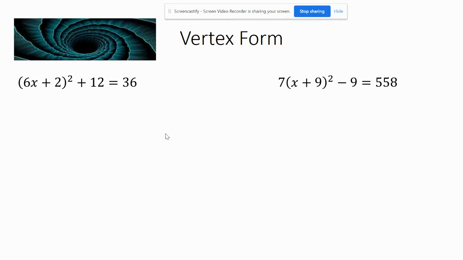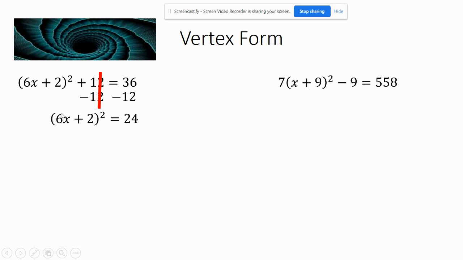Okay, this one's called vertex form, but really it's kind of like completing the square solving. So after we've completed the square, this is a vertex form where I know the vertex to be at negative 2, 12 for a quadratic. But I'm going to first off do this here. Get it where you just have the squared on one side first. So to do that, I'm going to minus this outside 12 first, which brings me to 24.